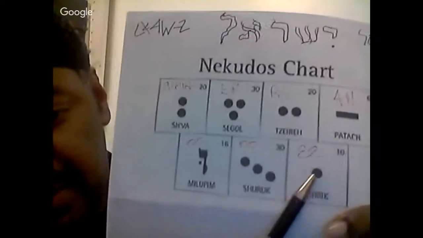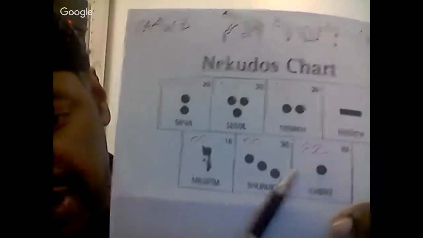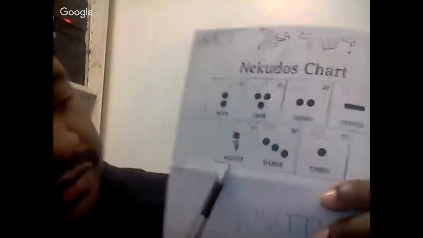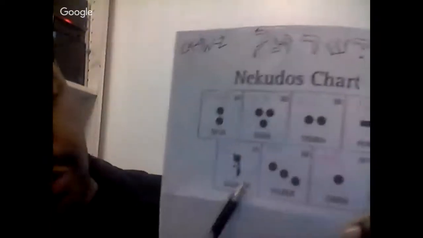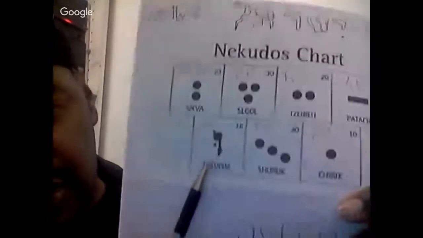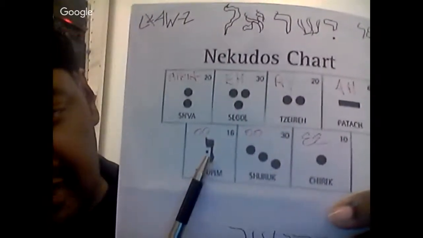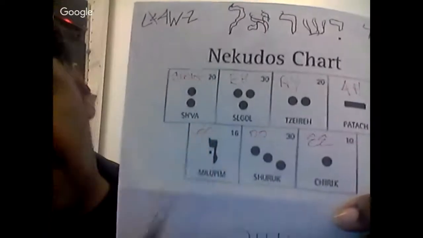This is the chirik, making the E sound, all right? And both of these, this being the shuruk, this being a kubutz, both making the U sound. This goes next to the letter, all right? Now, had this dot or dagesh been on top, it would have made the O sound, as in you see coming up, all right? So we can gain an understanding of what we're talking about for edification purposes.